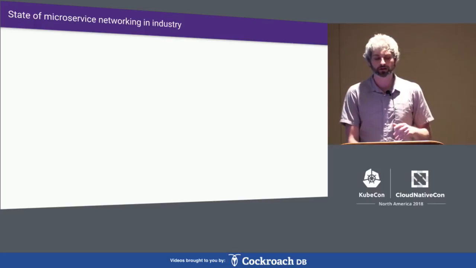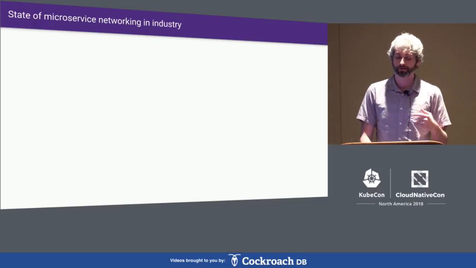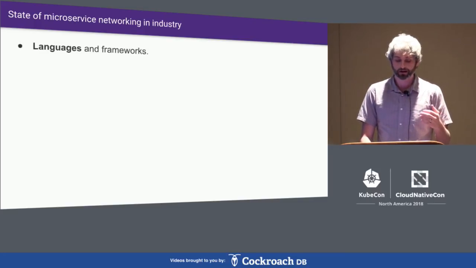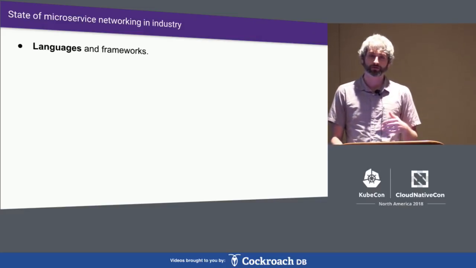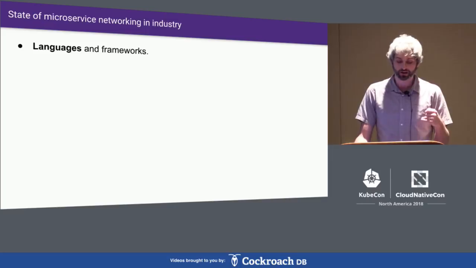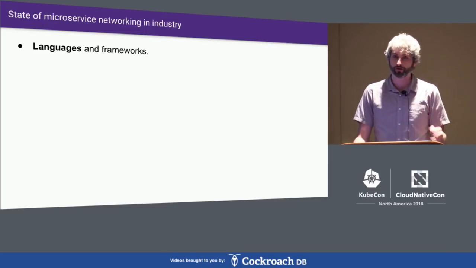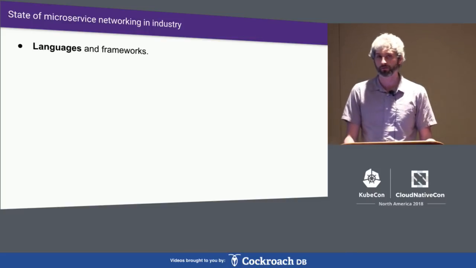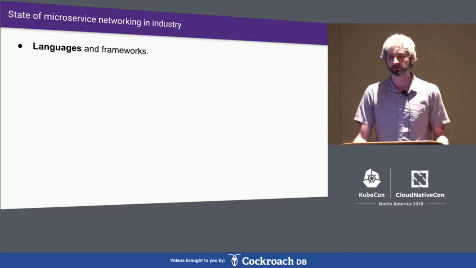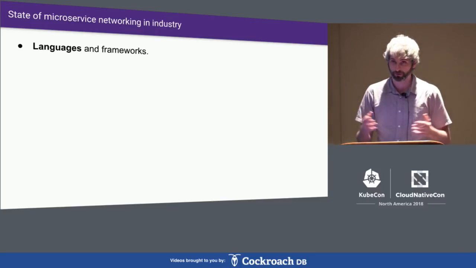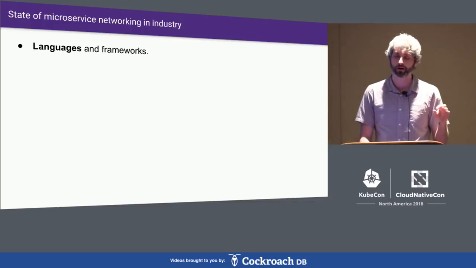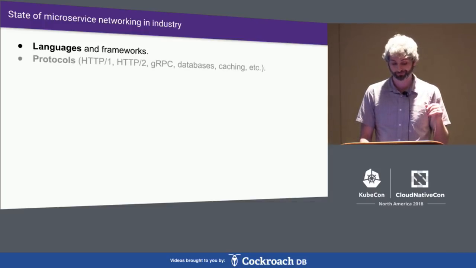So let's talk about the general state of microservice networking within the industry. We've moved from a time in which most organizations are developing using a single language to a situation, whether through just internal desire or through acquisition, where we now have organizations that have developed in 5 or 6 or 7 different languages. Lots of frameworks with which people write their services. So we have a real expansion of how people are writing their applications.